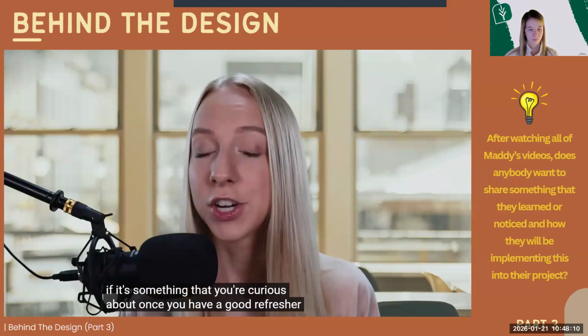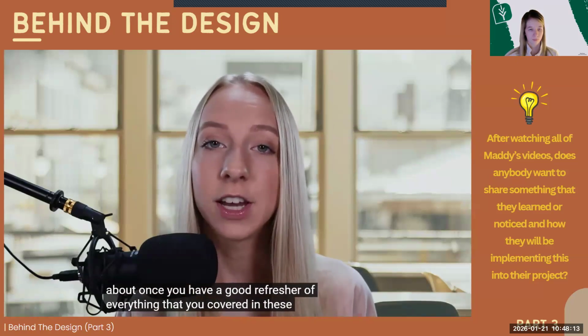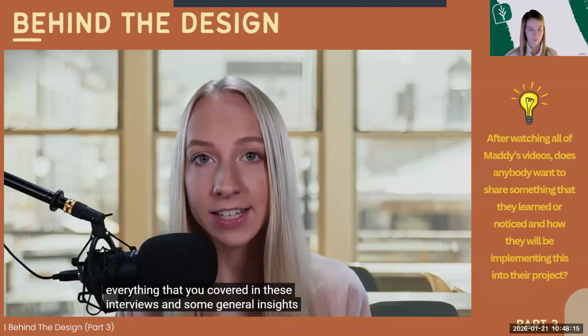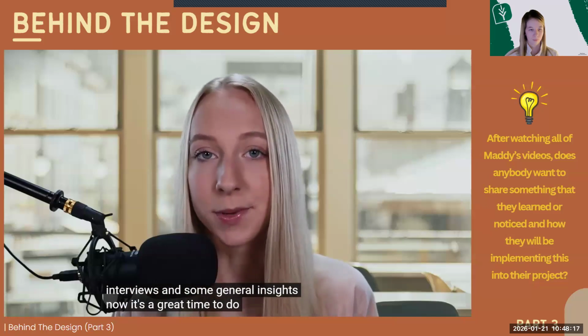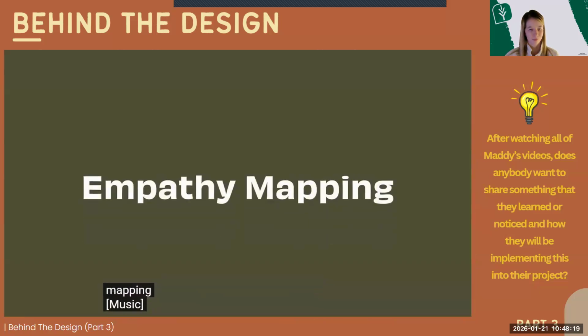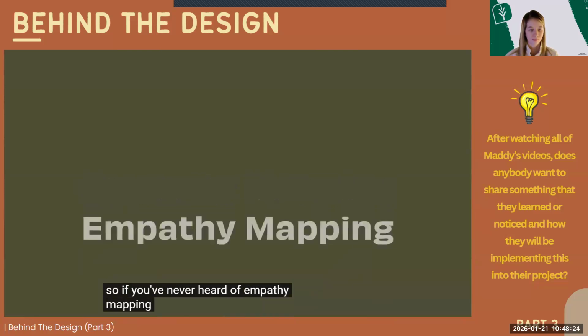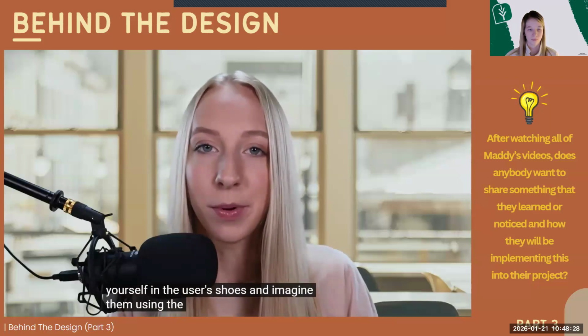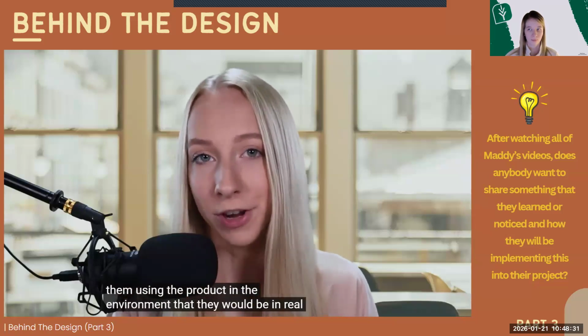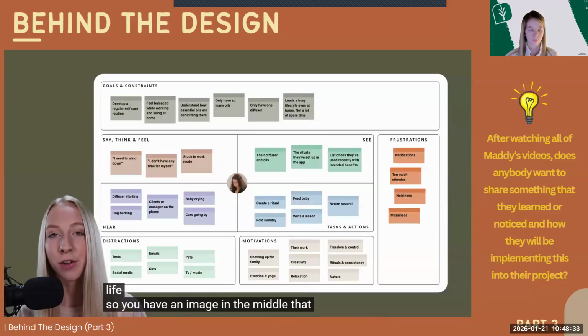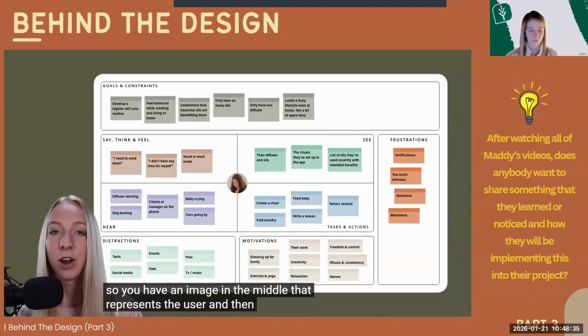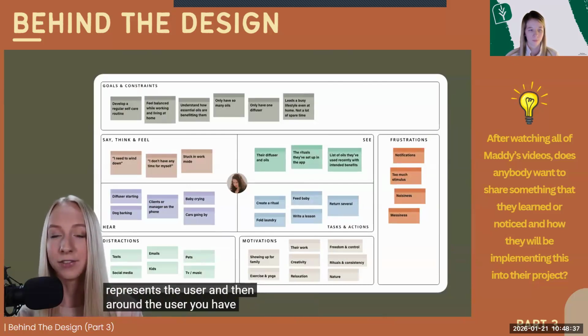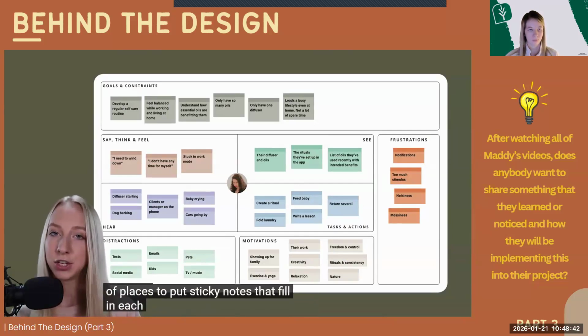Once you have a good refresher of everything that you covered in these interviews and some general insights, now it's a great time to do some empathy mapping. So if you've never heard of empathy mapping, it's basically a way to put yourself in the user's shoes and imagine them using the product in the environment that they would be in real life. So you have an image in the middle that represents the user, and then around the user, you have different sections of places to put sticky notes that fill in each category.